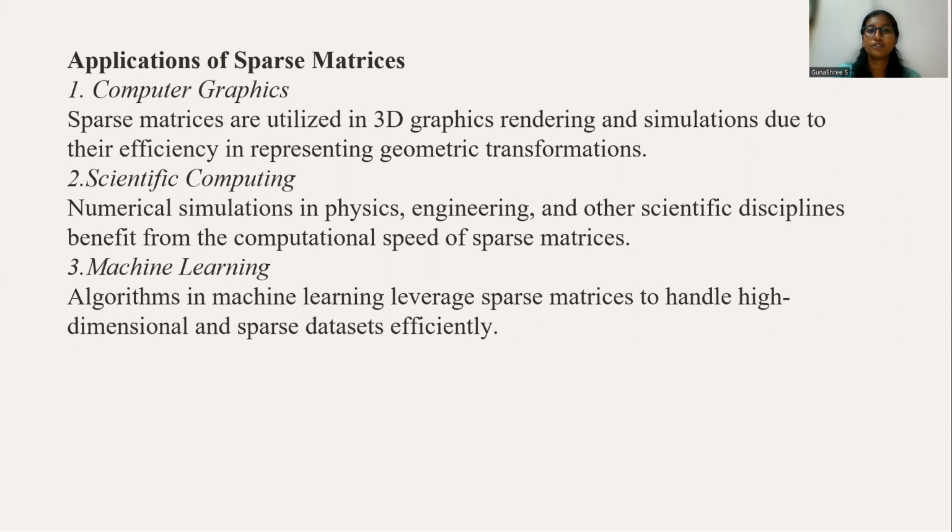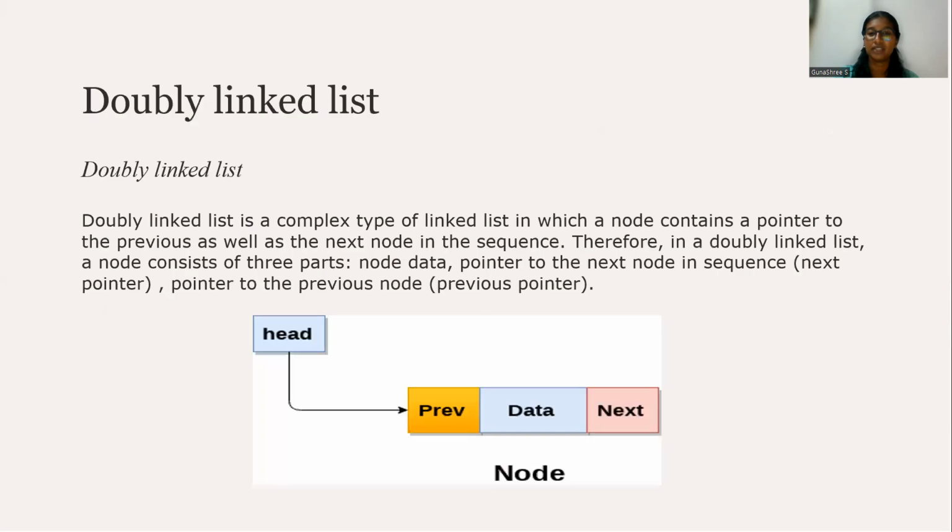What are the applications of sparse matrices? They're widely used in the field of computer graphics. They're utilized in 3D graphic rendering and simulations because of their efficiency in representing geometric transformations. They're also used in scientific computation, in physics, engineering, and other scientific disciplines because of the computational speed. They're also effectively used in machine learning, where they handle high-dimensional and sparse data sets efficiently.